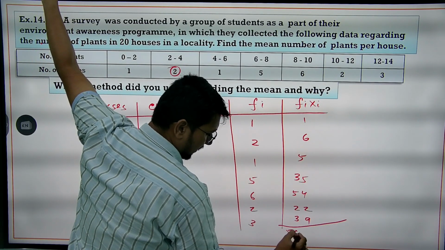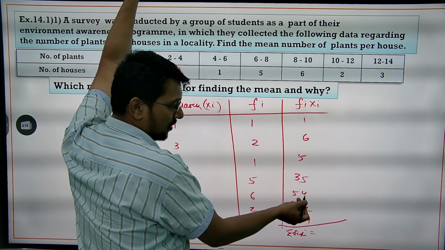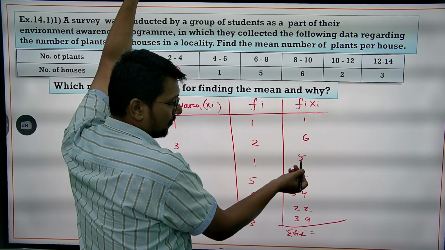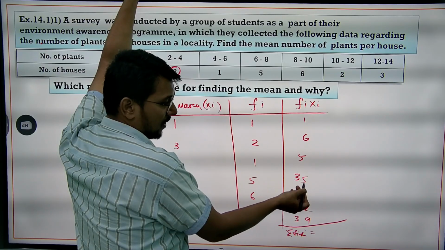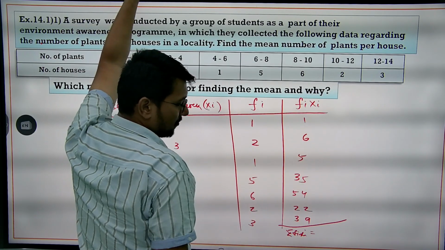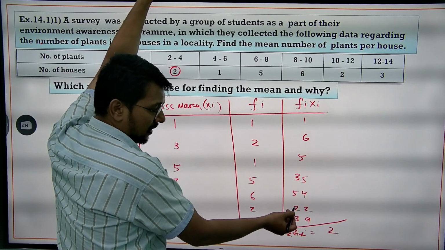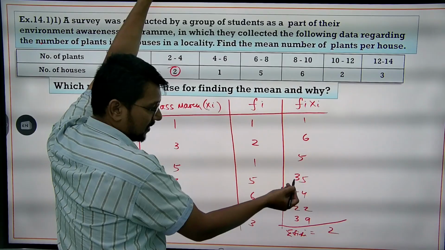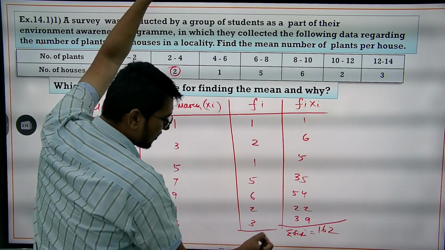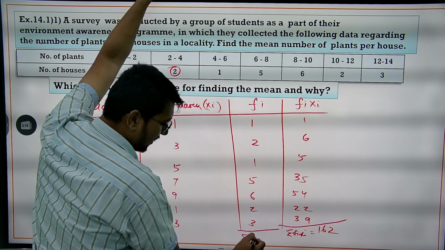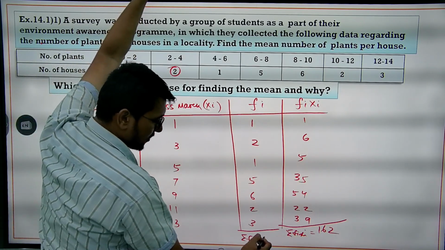Summation fi xi. Let us add now. 9 and 11, 15, 15 and 5, 25. How much did it become? 11 4 15 5 20 25, 25 7, how much is 25 7? 32, 3 carried, 3 3 6 2 8 5 13, 13 3 16, it was 162. And who can say, children, summation fi will be how much? 20, because they have observed 20 houses, so it is 20.